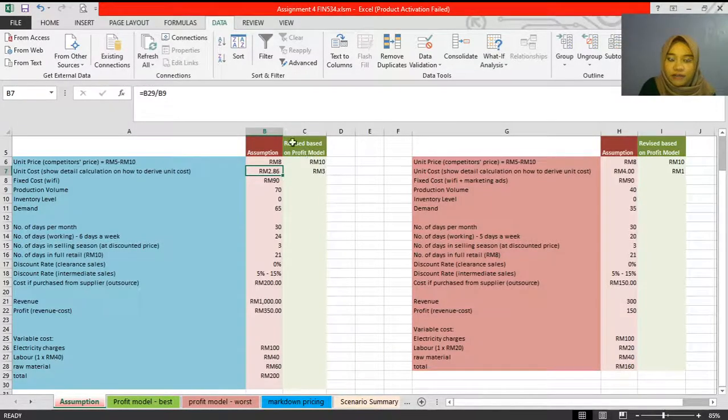That's why for my revised profit model, I am changing the unit price from 8 ringgit to 10 ringgit, and my unit cost from 2 ringgit 86 cents to 3 ringgit, and then I will get my profit of 350 ringgit.